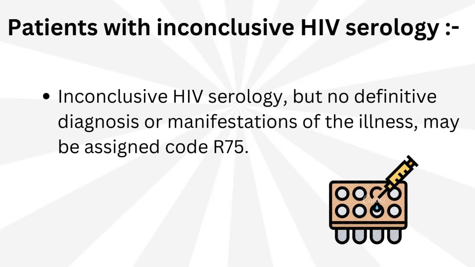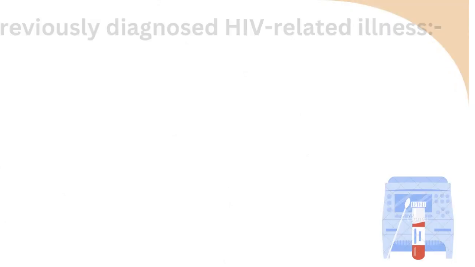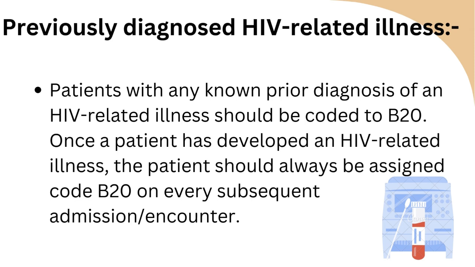Patients with inconclusive HIV serology. Patients with inconclusive HIV serology, but no definitive diagnosis or manifestations of the illness, may be assigned code R75, inconclusive laboratory evidence of human immunodeficiency virus, HIV. Previously diagnosed HIV-related illness. Patients with any known prior diagnosis of an HIV-related illness should be coded to B20. Once a patient has developed an HIV-related illness, the patient should always be assigned code B20 on every subsequent admission.